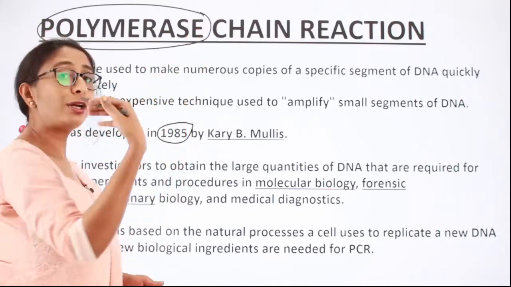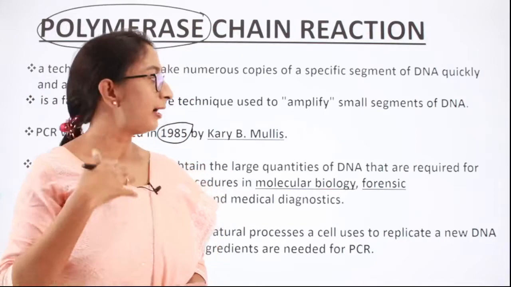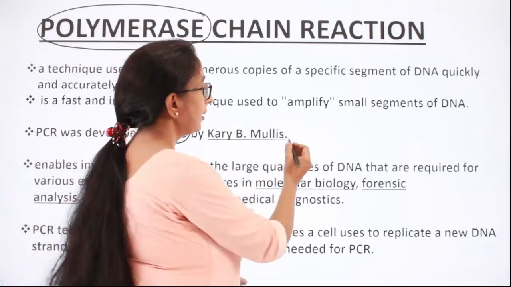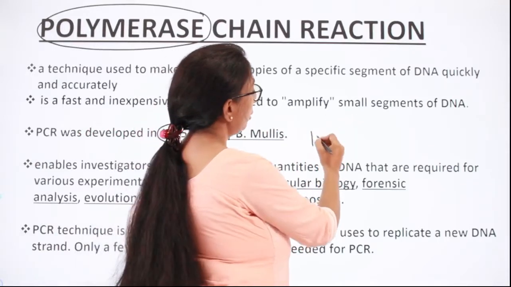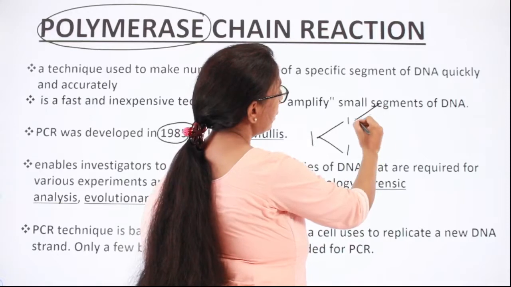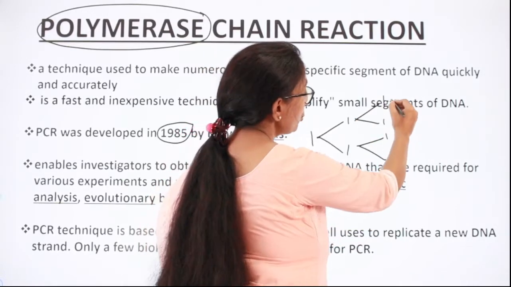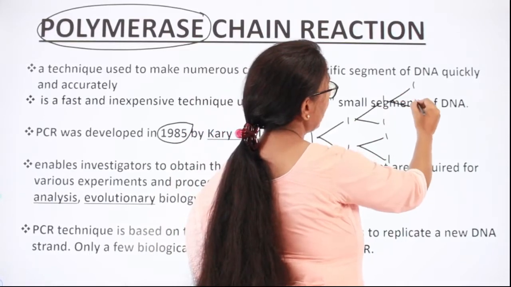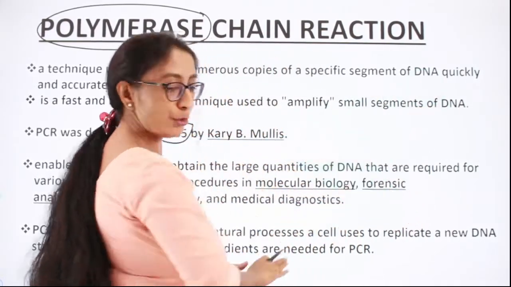And then why do we call it a chain reaction? What do you mean by a chain reaction? A chain reaction is such that, say we have one fragment, using that we can make 2 copies, and using that we can make 4 copies, and using those 4 copies we can make 8 copies. I'll just show you using a diagram.